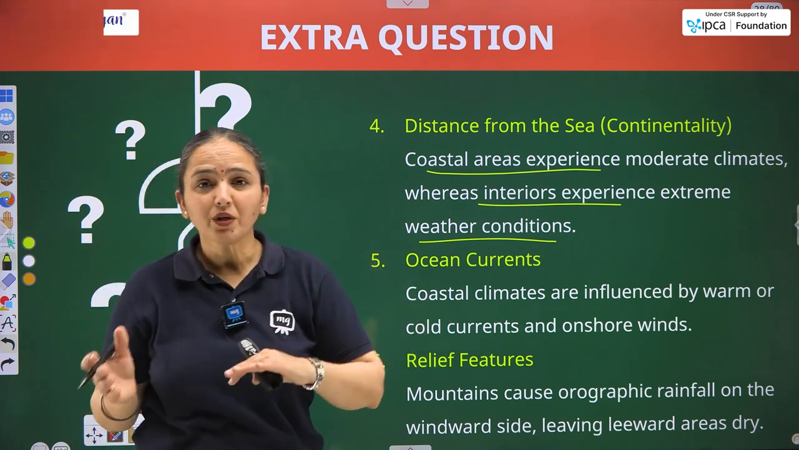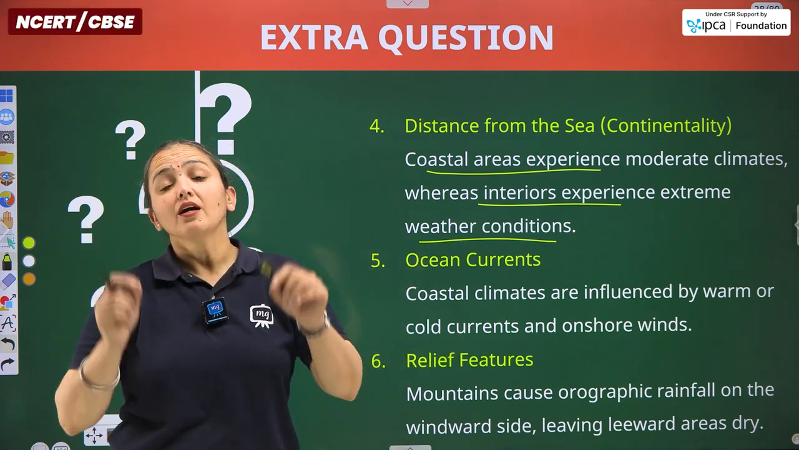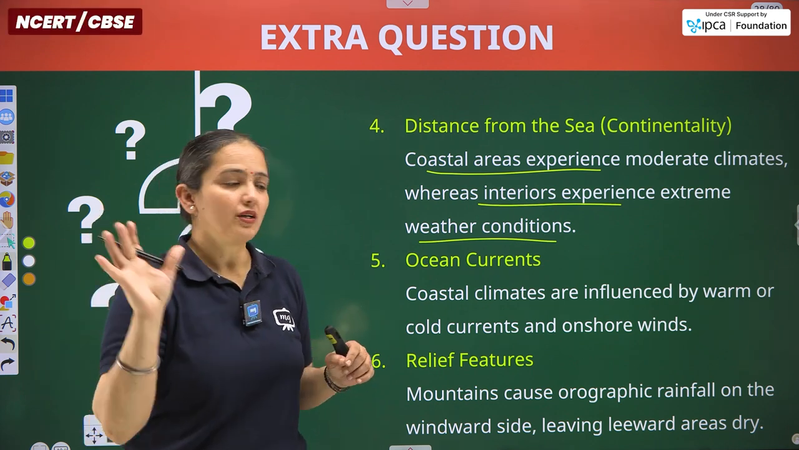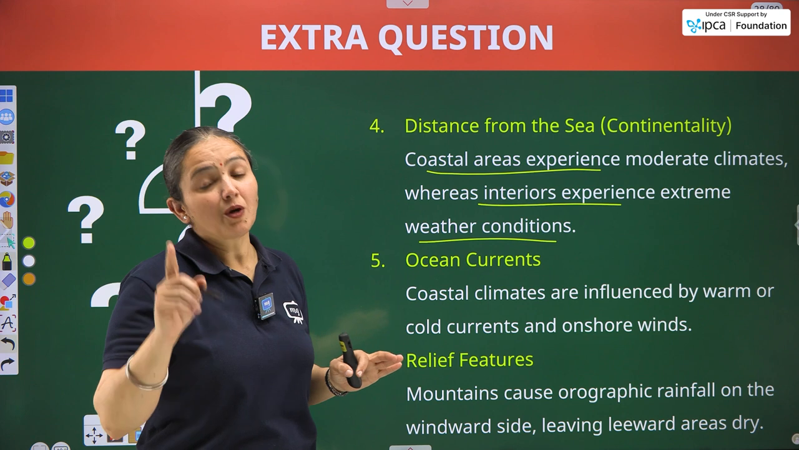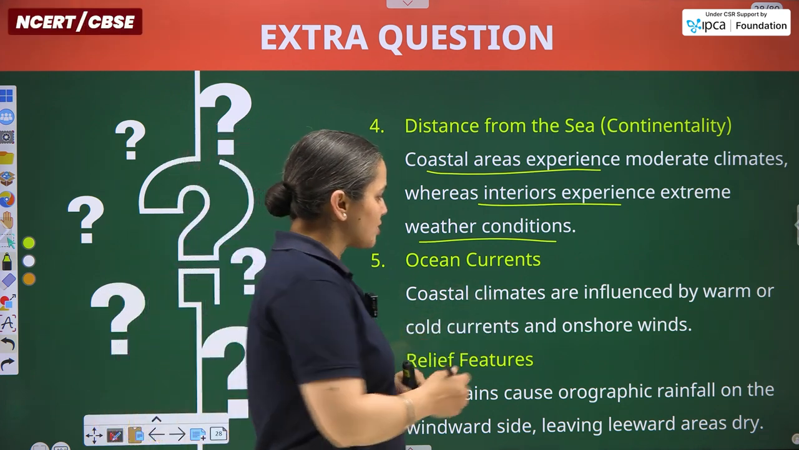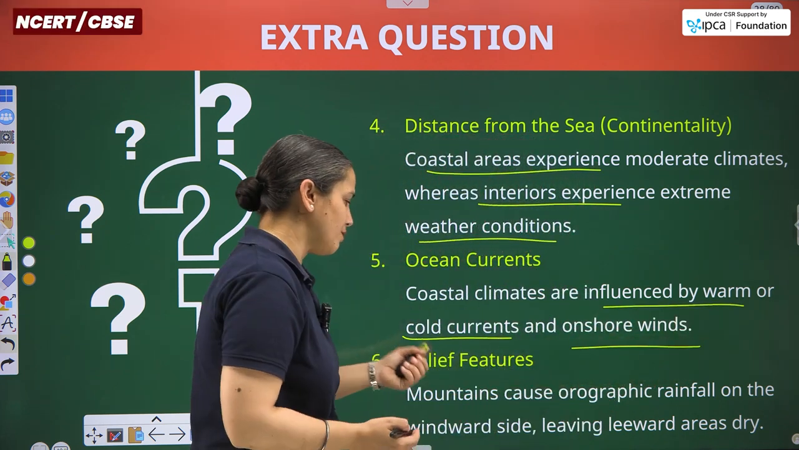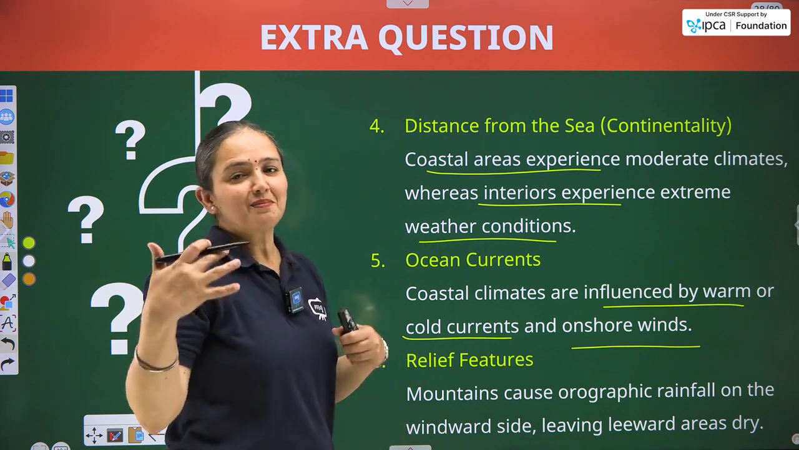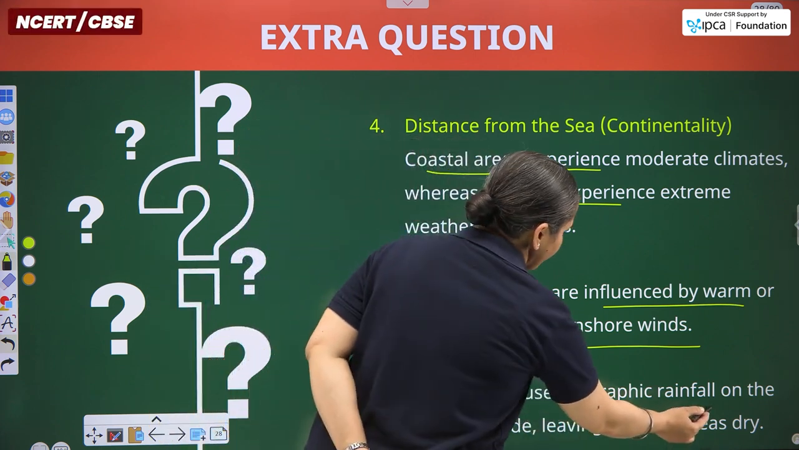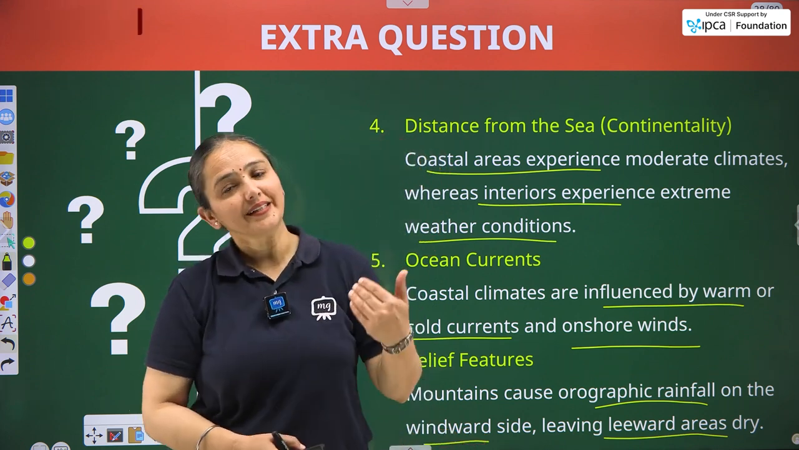Ocean currents: warm currents are going to affect the nearby water body's temperature along with the mainland's temperature, and cold currents are going to give a particular kind of climatic condition to the nearby region. Here we are talking about the mainland, not the water body. So coastal climates are influenced by warm or cold currents and onshore winds. Similarly with the relief feature that we have discussed multiple times. An example is mountains. Mountains cause orographic rainfall on the windward side, leaving the leeward side dry.